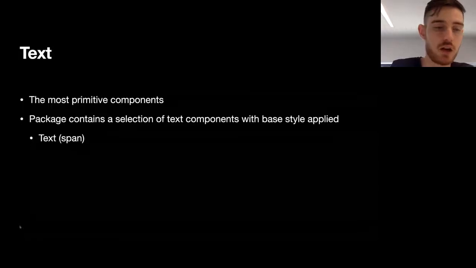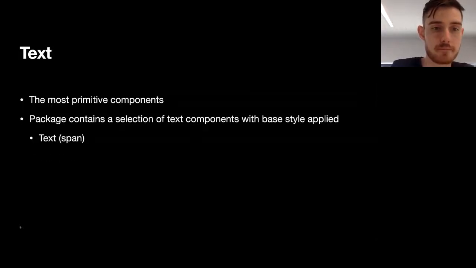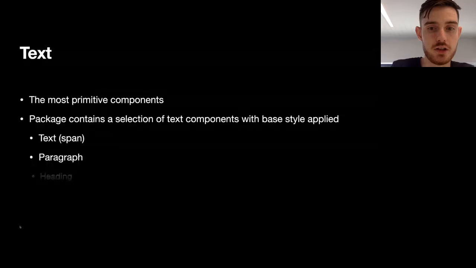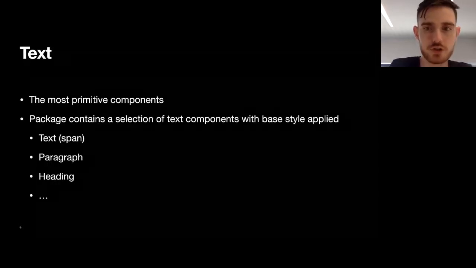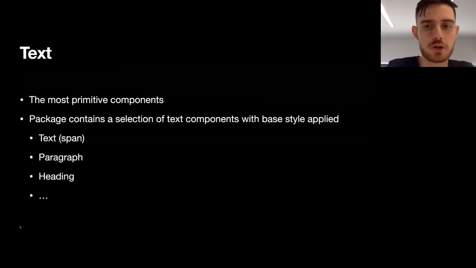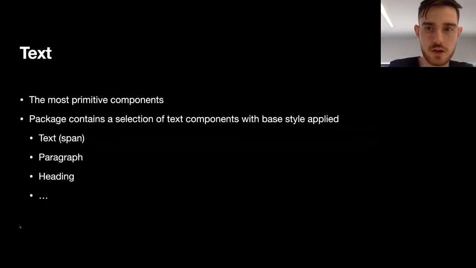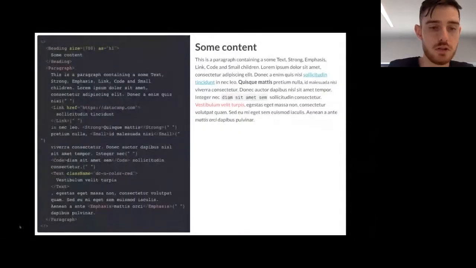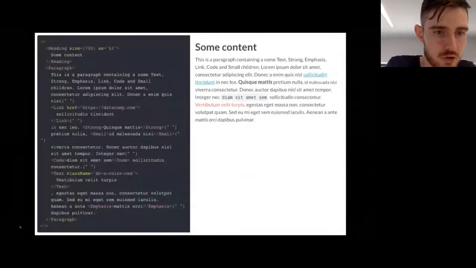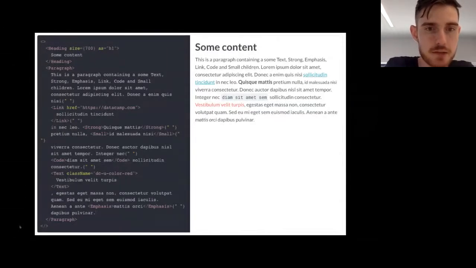Some of the components that are useful and can be used directly, for example, paragraphs, headings, there's a whole load of them. All sorts of text. And those are more complete, those can be used on their own. So, as an example, this is some examples of our text components. So you can see here, there's a heading, paragraph, links, strong, small, code, all sorts nested together to be able to create this text.